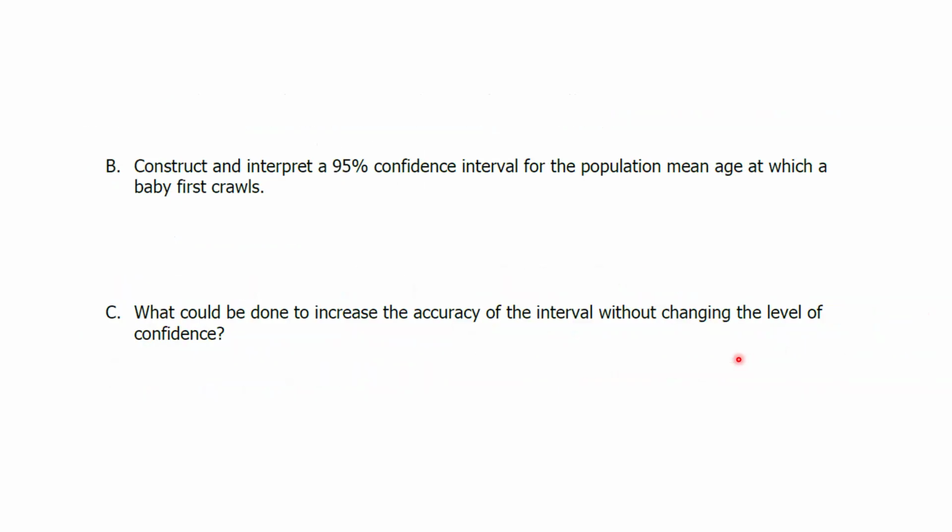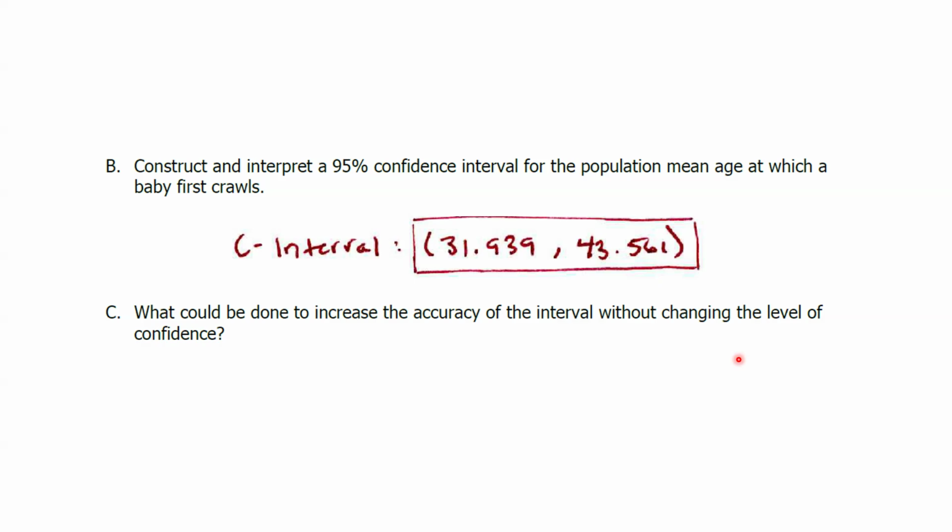Okay. B, you're asked to construct and interpret a 95% confidence interval for the population mean age at which a baby first crawls. So you would be using the T interval in your calculator. When you calculate that, you would get a confidence interval of 31.938 and 43.567. So we are 95% confident that the true mean age at which babies first crawl is between these 2 numbers in weeks.